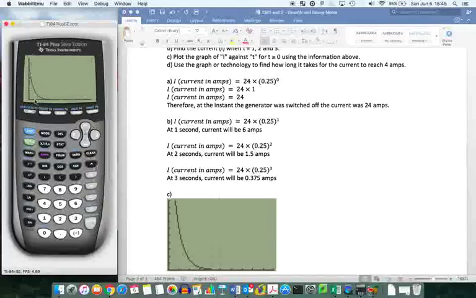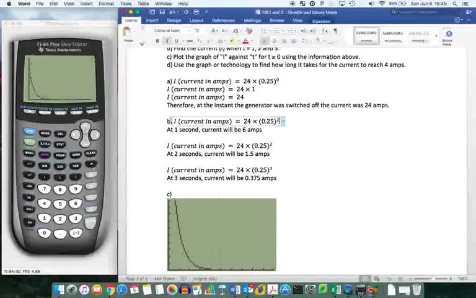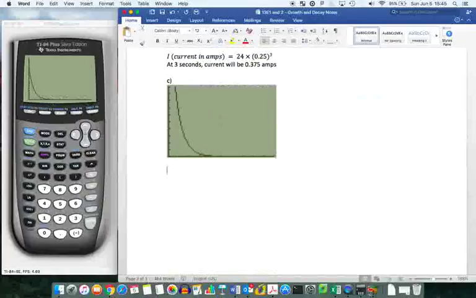Then you can have another point at 1 second. From part B, the first answer, at 1 second it's going to be at 6. So you're going to have a nice little point there at 1, 6. At time 2, it's going to be at 1.5 amps, so 2, 1.5, another point there, and you can even use this third point here. At time 3, it's almost at 0, really low. So you have your points here to draw your graph in your book.